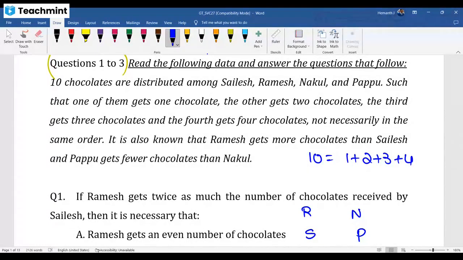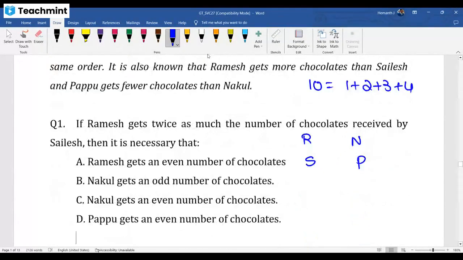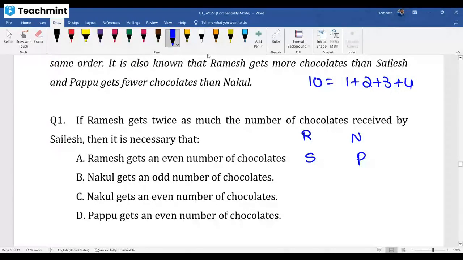S and P are not equal to 4. That only I can conclude, because Ramesh is more than Silesh and Pappu is less than Nakul. Right, that's the data. Now let's keep going. What they gave here, first question: Ramesh got twice as many chocolates as Silesh. Then which is correct, my dear friends? We know already Ramesh is more than Silesh. Now they said Ramesh got twice as much as the number of chocolates received by Silesh. Then which of the options are correct? This is a good question actually.